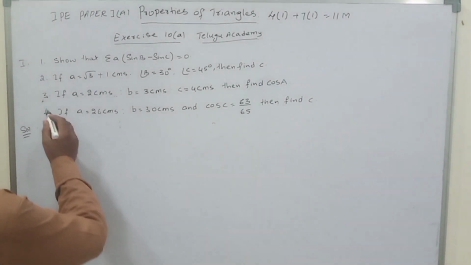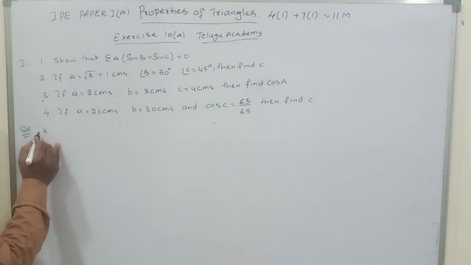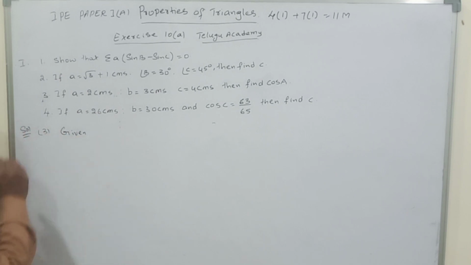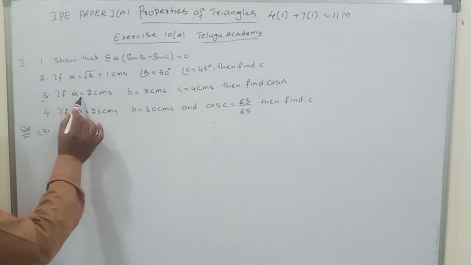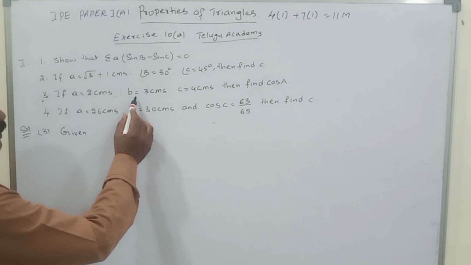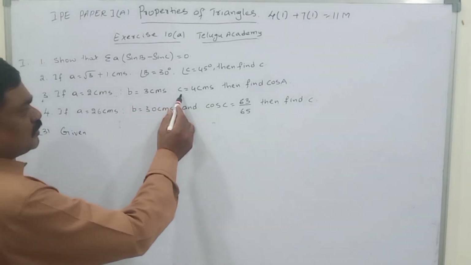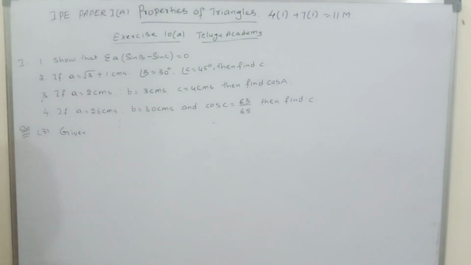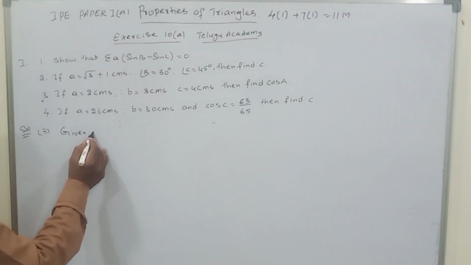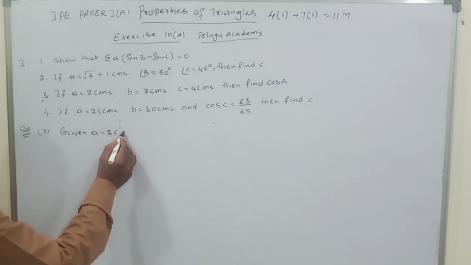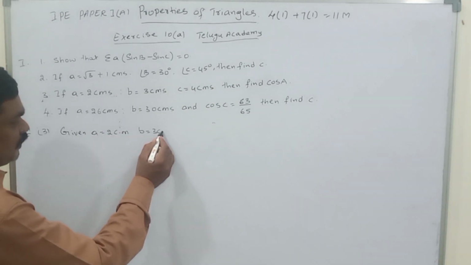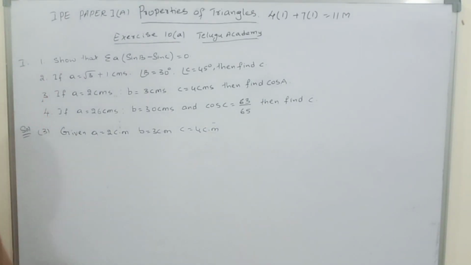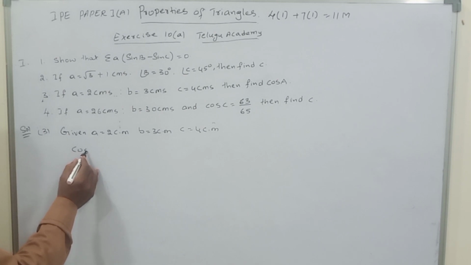Now we go for the third problem. Solution, third problem. Given here in the third problem, you see all of you, a is equal to 2 centimeters, b is equal to 3 centimeters, c is equal to 4 centimeters, then find cos A. So here given a is equal to 2 centimeters, b is equal to 3 centimeters and c is equal to 4 centimeters. Then we want to find cos A.